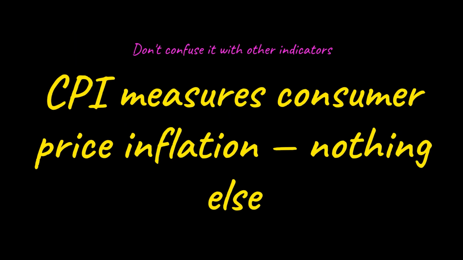Remember, the Producer Price Index tracks wholesale prices, GDP measures total output, and the unemployment rate counts jobless workers. Only CPI answers the question of how consumer prices are changing over time.